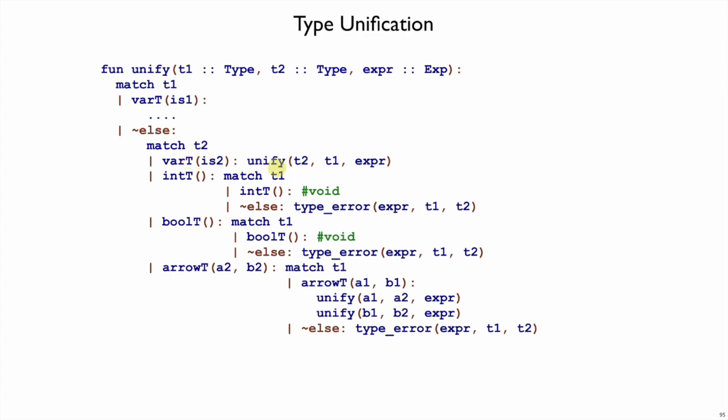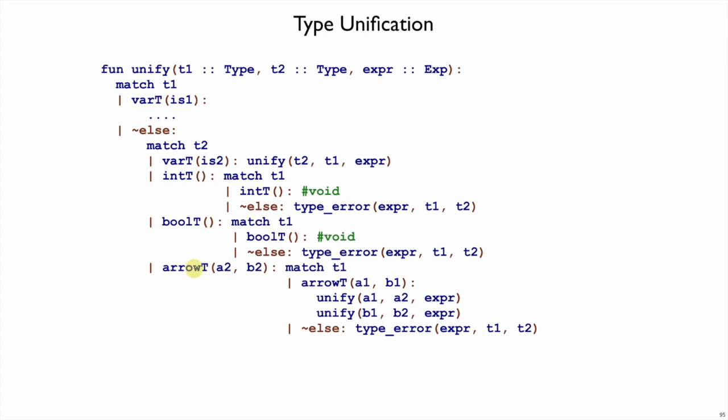If it's a type variable, as we had in the pseudocode, we just swap the arguments and try unify again. Otherwise, tau2 must be an int t, a bool t, or an arrow t. If it's an int t, then tau1 had better be an int t. Remember, tau1 is not a type variable, so either it's literally int t or it doesn't match. Same for the bool case, either it's literally bool or it doesn't match. If it doesn't match, we complain with the type error.